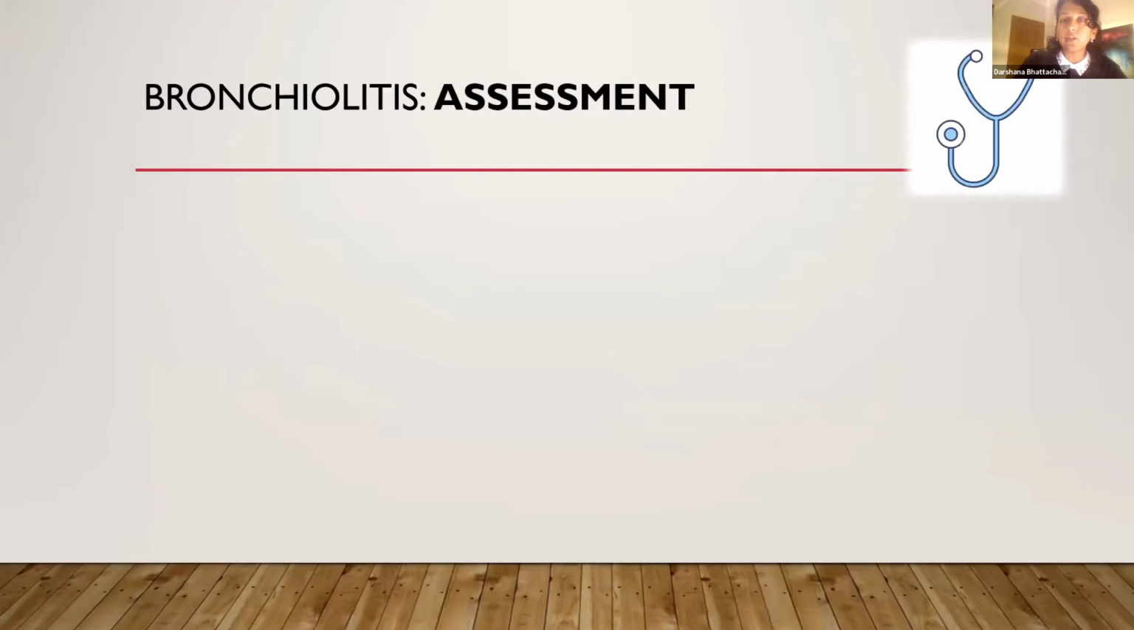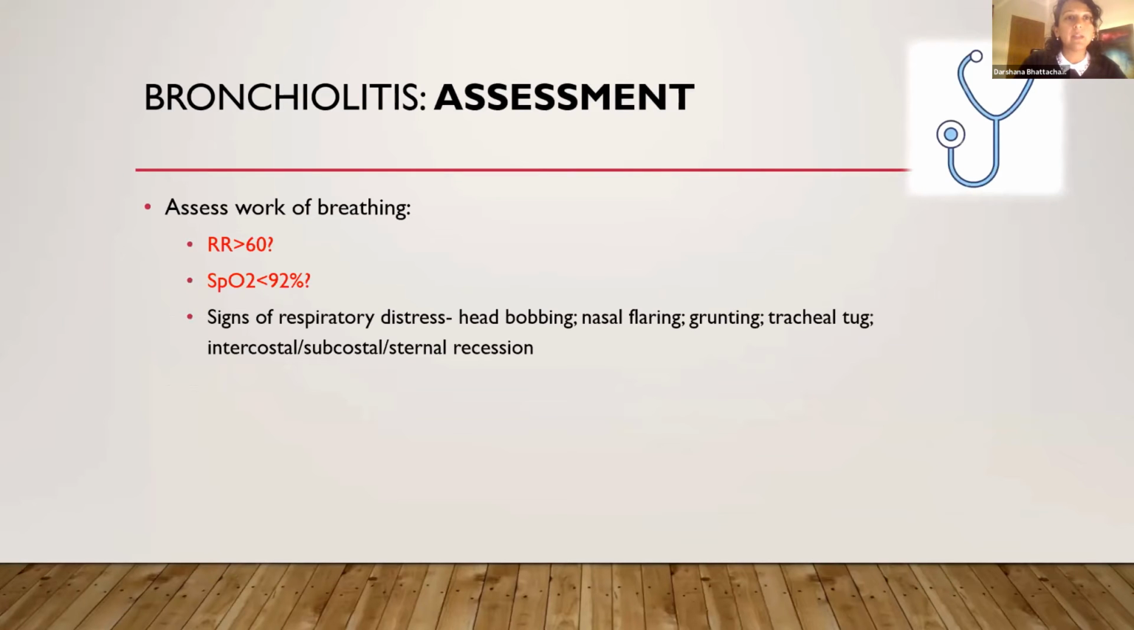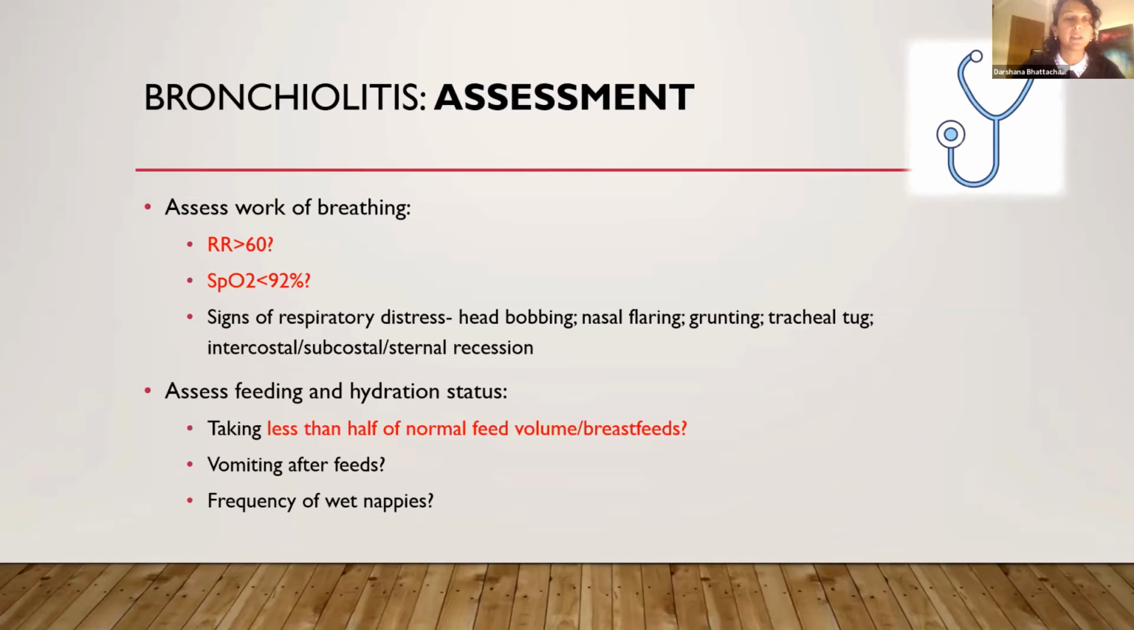So when you're assessing the child, obviously use your ABC assessment, but really when you're looking at the work of breathing, count the respiratory rate. Is it greater than 60? That's a red flag. And if you're able to try and measure their oxygen saturations, and if it's less than 92%, then that is certainly an indicator that they do need support. And as we mentioned, the signs of respiratory distress, some or all may be present.